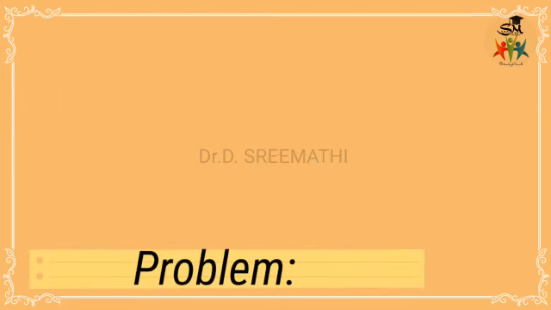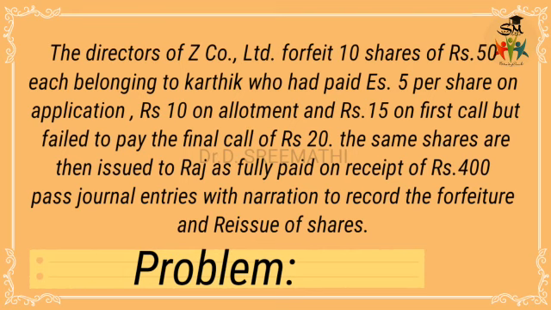See the problem. The directors of Z Company Limited forfeited 10 shares of ₹50 each belonging to Karthik, who had paid ₹5 per share on application, ₹10 on allotment and ₹15 on first call, but failed to pay the final call of ₹20. The same shares are then reissued to Raj as fully paid on receipt of ₹400. Pass journal entries with the narration to record the forfeiture and reissue of shares.